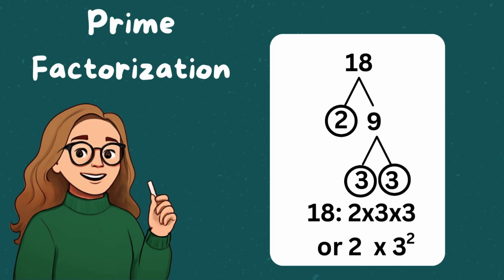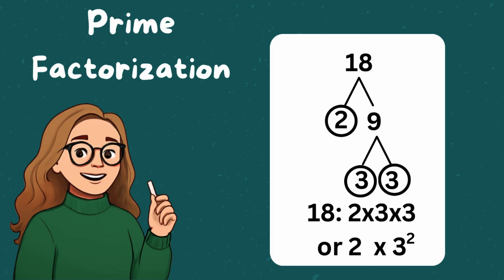So if we look at the number 18, we are going to find what two numbers multiply together to give us the number 18. 2 times 9 gives us 18. So 2 and 9 are factors of 18. 2 times 9 equals 18. So we're going to circle the number 2 because 2 is a prime number.